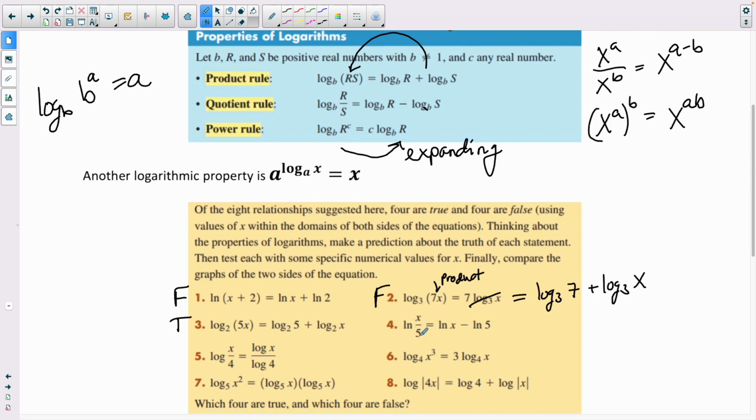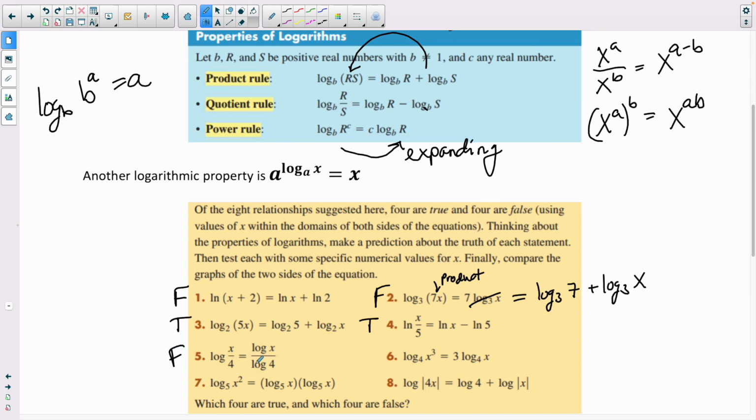Natural log of x minus 5 equals natural log of x minus the natural log of 5. That is true. That's the quotient rule. Log of x over 4 equals log of x over log of 4. That is not our quotient rule, right? Notice you have a quotient inside here. We would subtract the two logarithms, not divide the two logarithms.